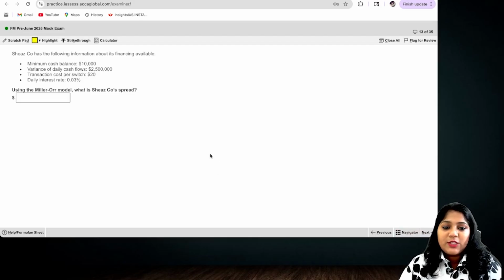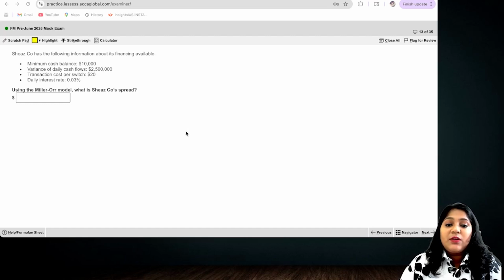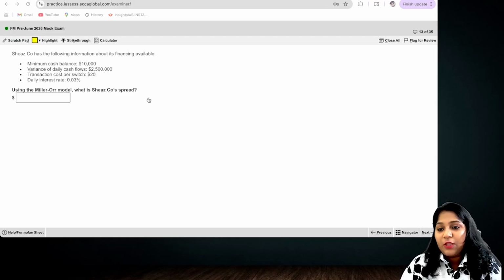Right? Let's move to question number 13 of your Section A. So, what is the one that they're talking about? Shia's company has the following information about its financing available: minimum cash balance of $10,000, and variance of daily cash flows will be 2.5 million. Transaction cost is $20 per switch, and daily interest is also given. Guys, we are using the Miller-Orr model, and they are asking you to calculate what is the company's spread.